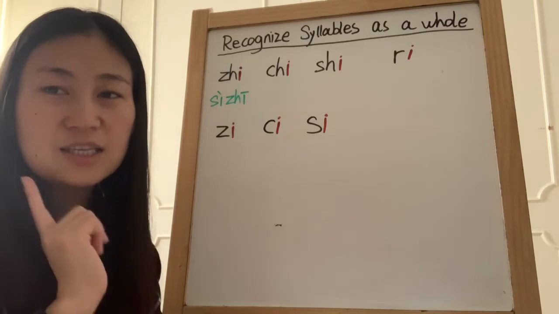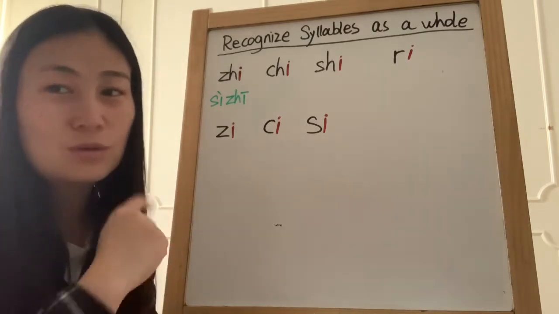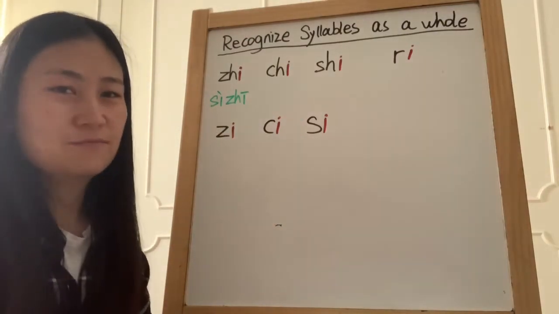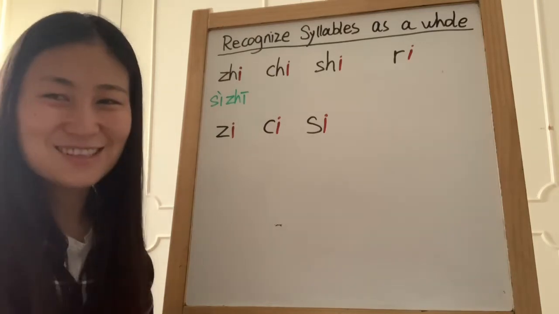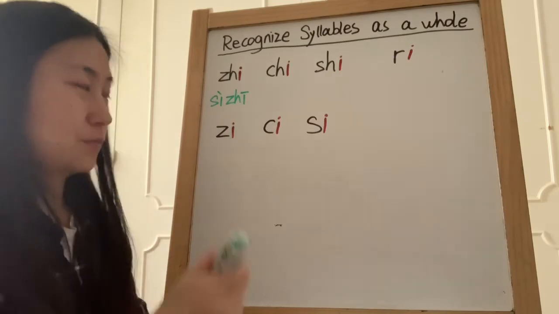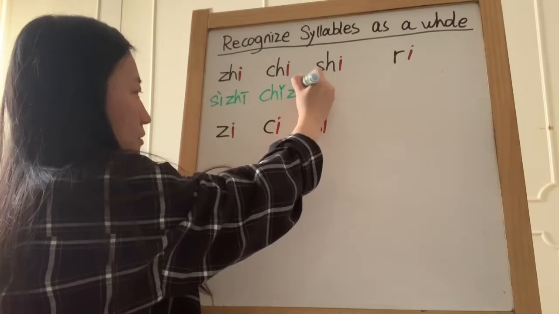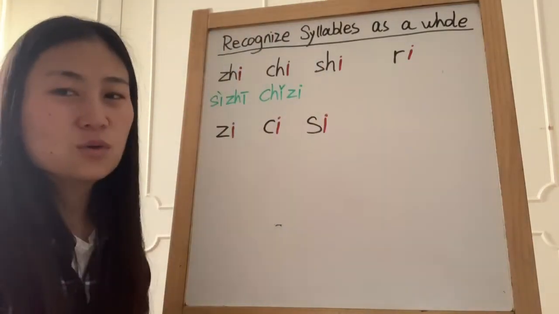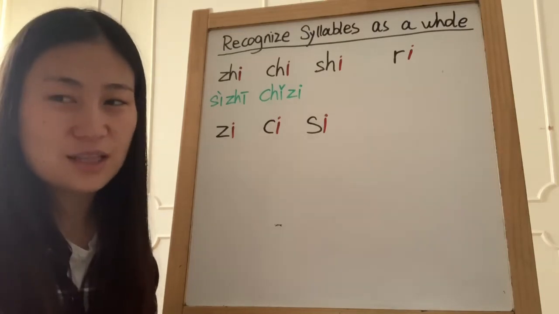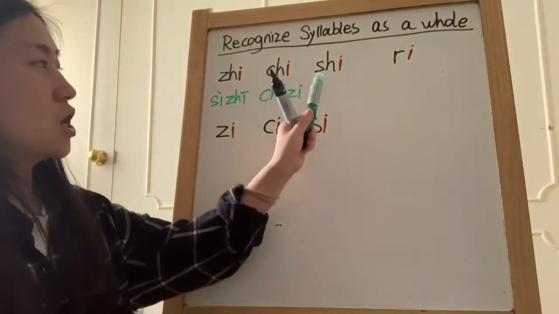Remember, 只 is the measure word for animals. 4只猫，4只狗。Right? 吃. But we can do another today. For example, 尺子. Who can tell me what is 尺子? The thing that you can easily find in your classroom. A ruler. Yes, 尺子 is a ruler.